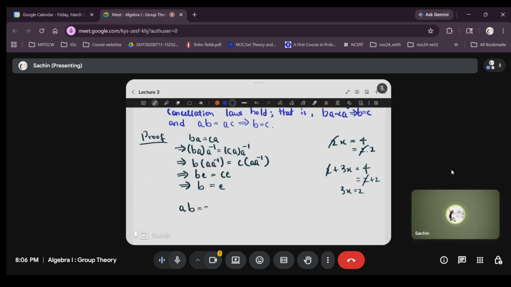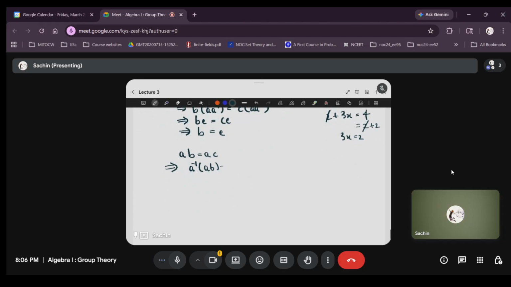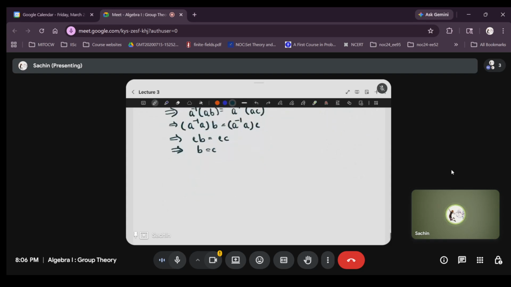Similarly, if AB equals AC, then multiply on the left by A inverse. A inverse AB equals A inverse AC. Then by associative property, A inverse A times B is A inverse A times C. EB equals EC. So B is equal to C. So again, you can cancel identical terms on the left. That's the cancellation law.